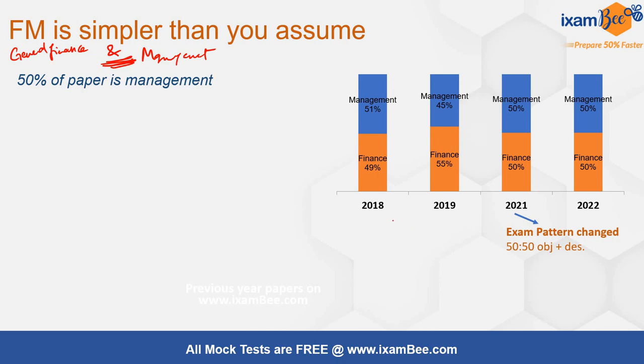If I see since 2018, and I'm also including 2022 this year, the paper has already happened. The marks are not out yet, the results are not out yet, but the paper has happened and we know the breakup. So the finance and management have almost equal weightage in the exam.